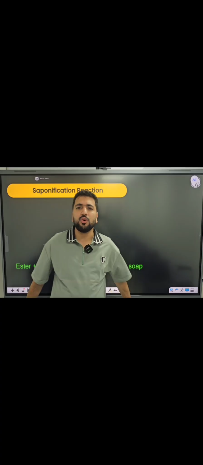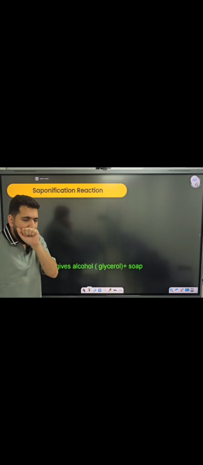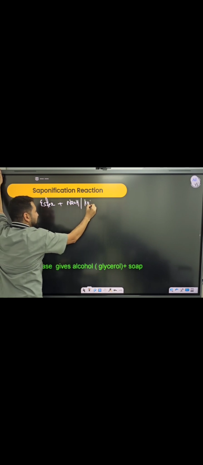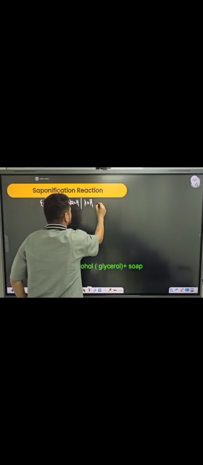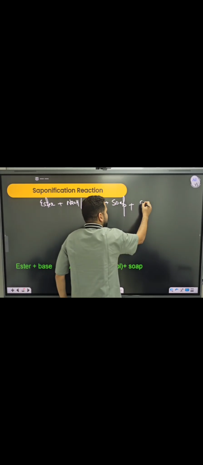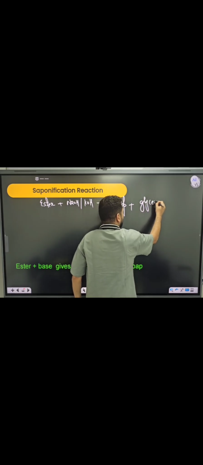soaps. For that, we need to understand one important reaction, that is the saponification reaction. How exactly will I do the saponification reaction? Guys, I will take an ester and I will react the ester with a base. The base can be NaOH, or the base here I can treat as KOH. When I do this reaction, it will lead to the formation of soap and it will lead to the formation of glycerol, or alcohol.